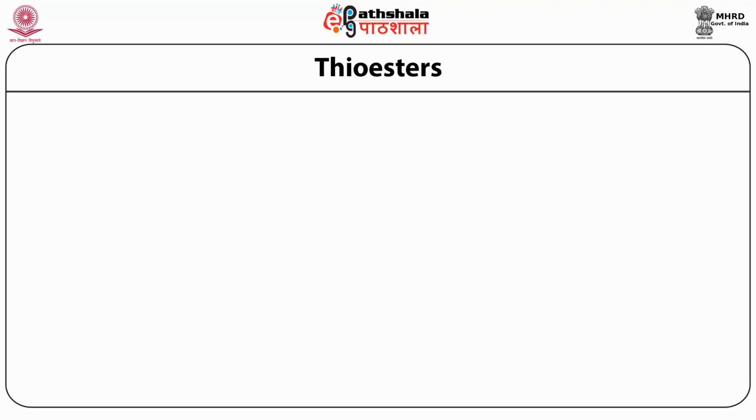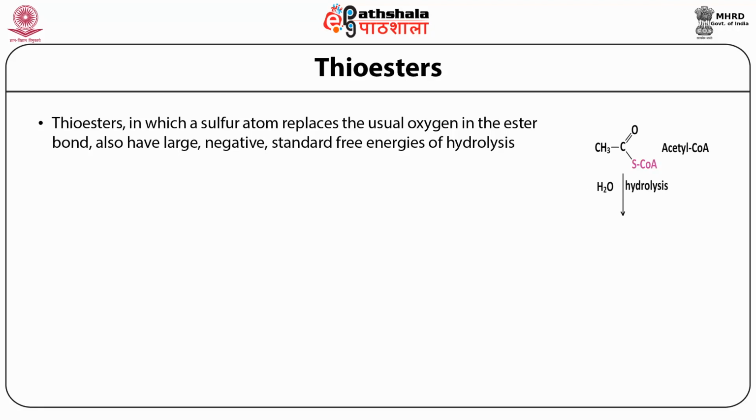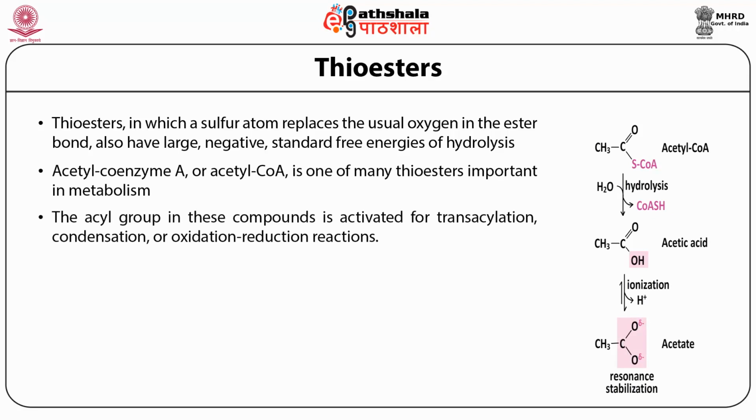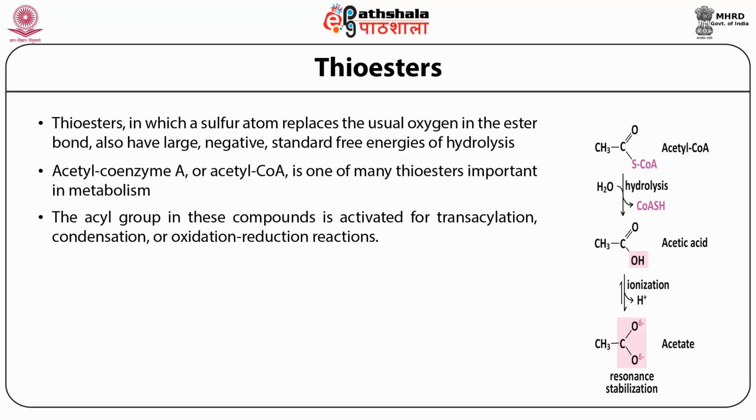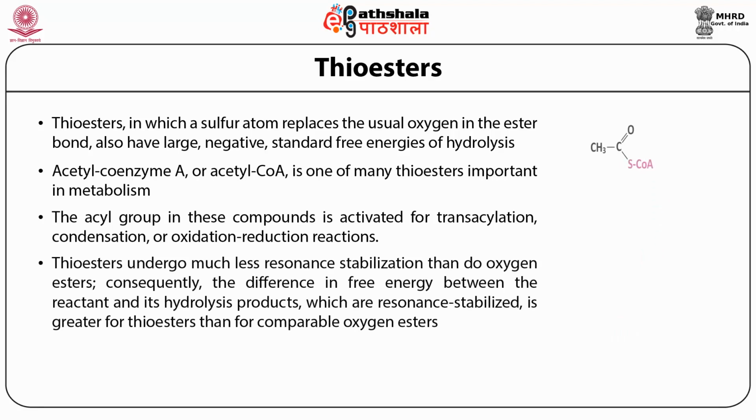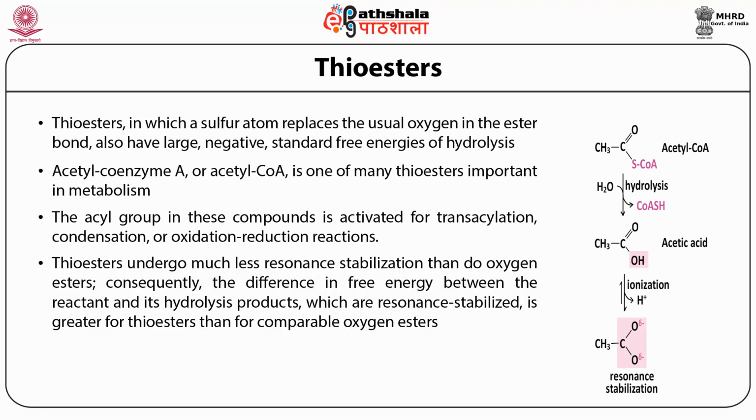The other high energy compound is thioesters. When you are saying thiol, that means we are involving sulfur. So thioesters have a sulfur atom replacing the usual oxygen in the ester bond, and they have very high free energy of hydrolysis. The thioester group containing compounds are acetyl coenzyme A. So the acyl group in this compound is activated by transacylation, condensation, or oxidation reduction reactions. Thioester undergoes much less resonance stability as compared to other oxygen esters.